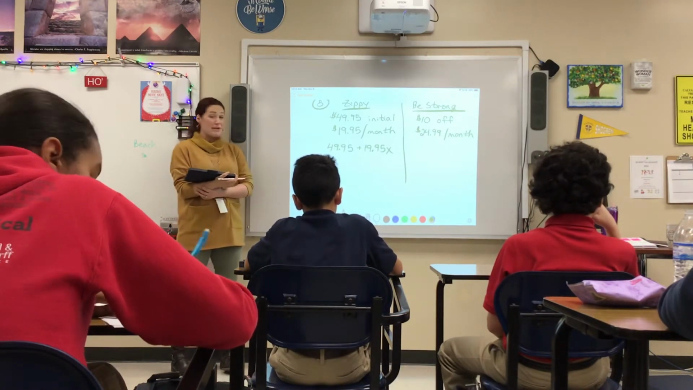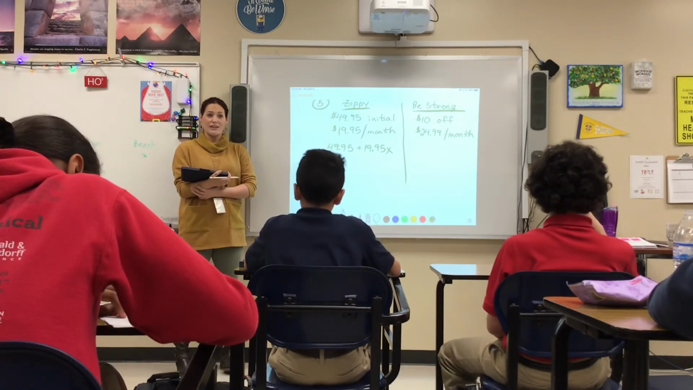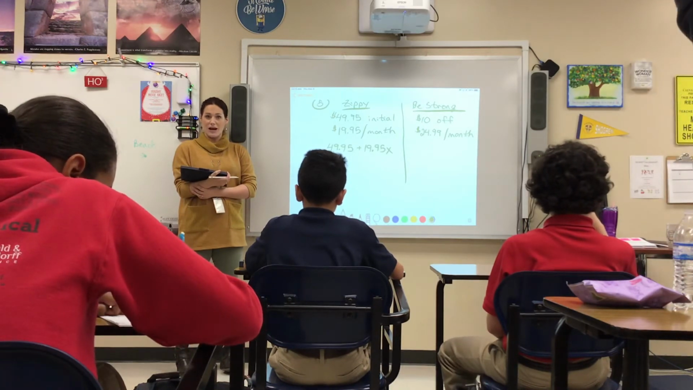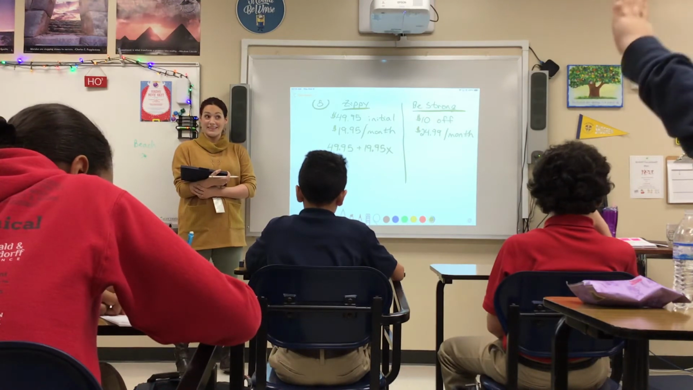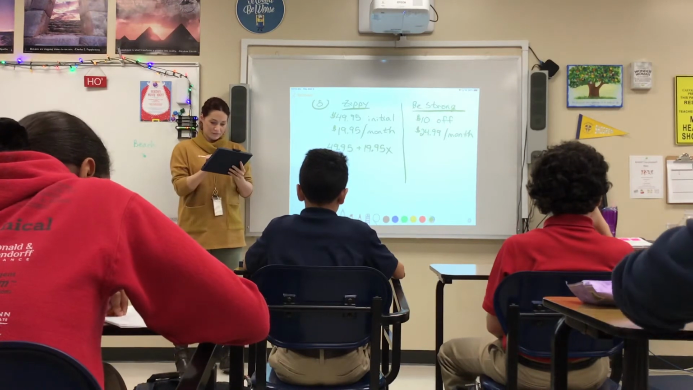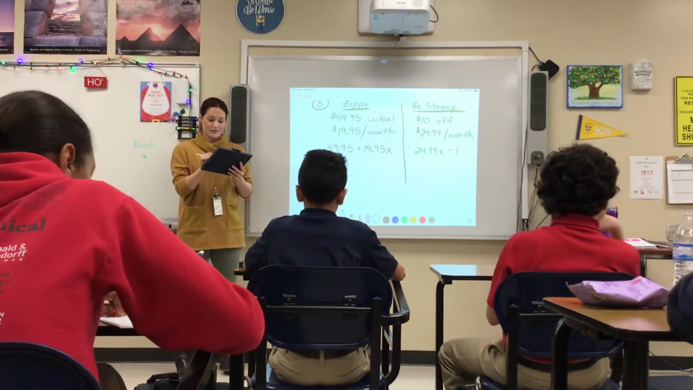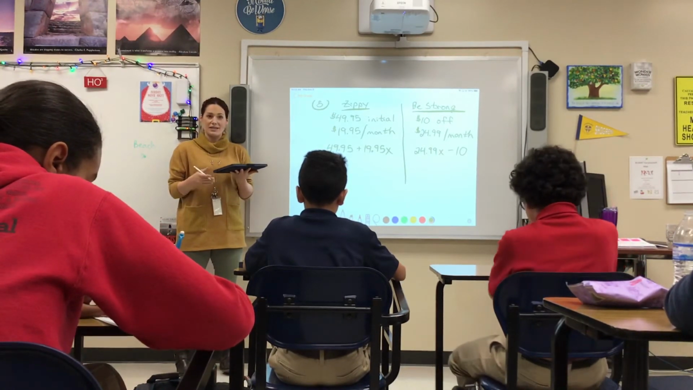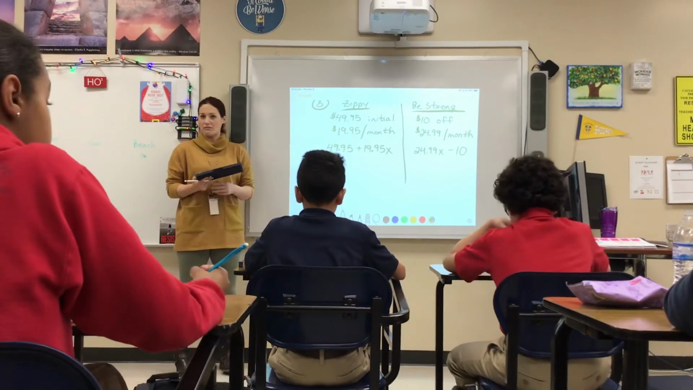Okay, what about Be Strong? Does anybody have any ideas of how to write that one? This is different than yesterday. Any thoughts on how to write that one? Donnie? $24.99x minus 10, I guess. It is. Good job. So it's $24.99x because that's the per month, and then $10 off just means you get to subtract 10.